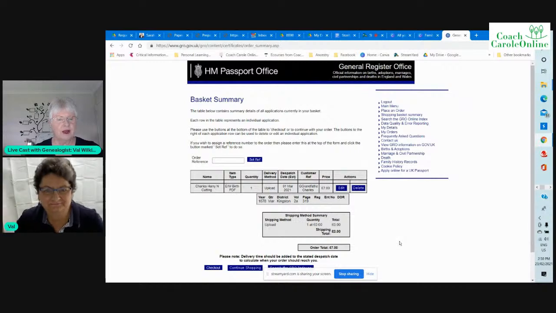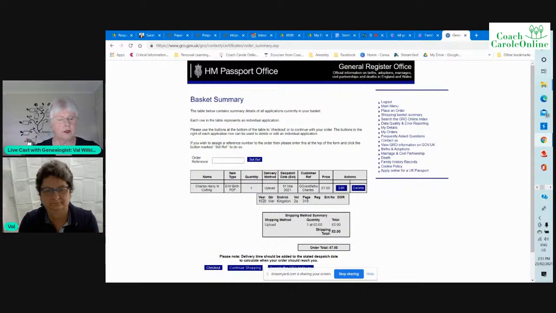So here I am in the basket summary for the GRO, and this is one that's sitting there ready to finalise if I want to go ahead. And it's actually the birth certificate in PDF format for my grandfather on my mother's side. And it is £7, so 7 British pounds. In today's Australian money might be double that, so maybe $14. And because it's a birth certificate, it can be ordered in the PDF format.